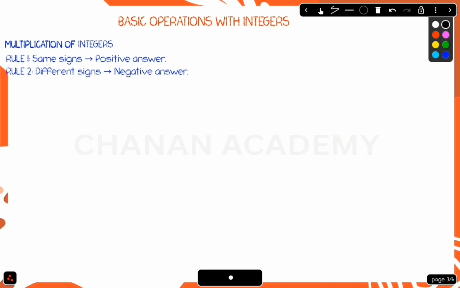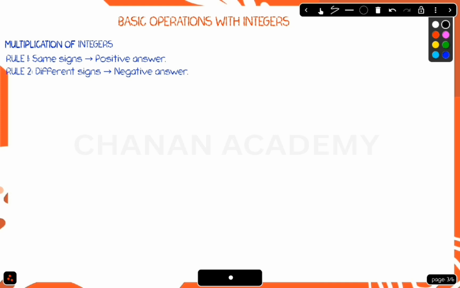Alright, the next topic we'll be talking about is multiplication of integers. There are two rules. The first rule says same sign, positive answer, which means if the signs are the same, the result is going to be positive. But if the signs are different, the result is going to be negative.